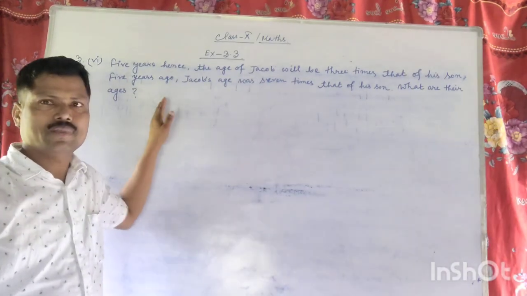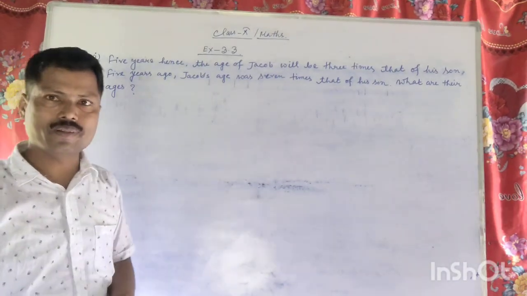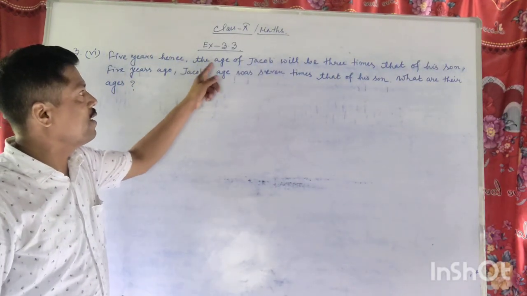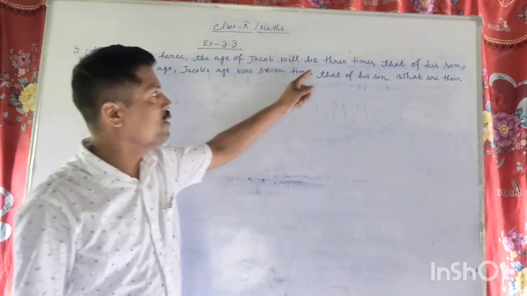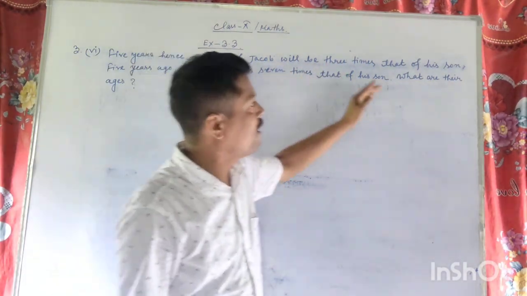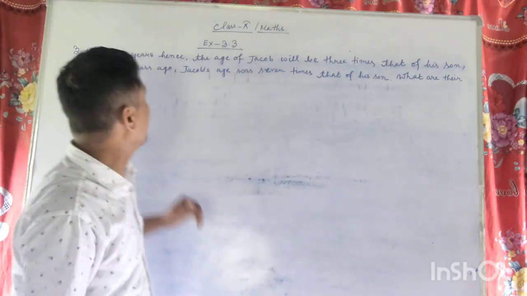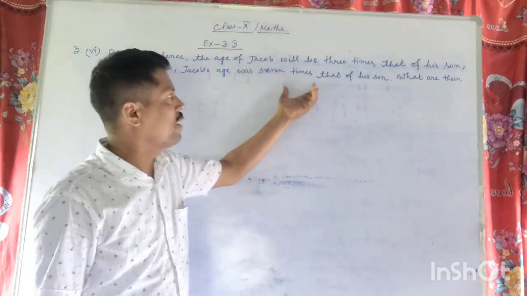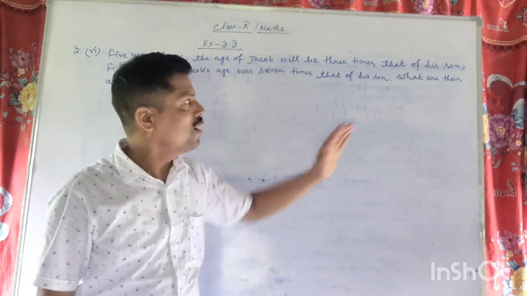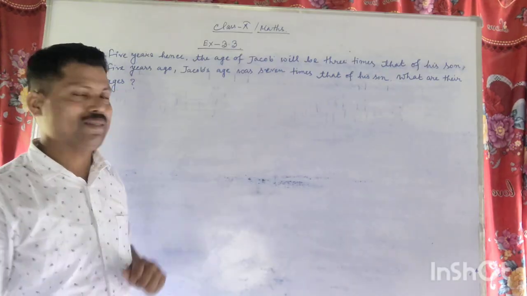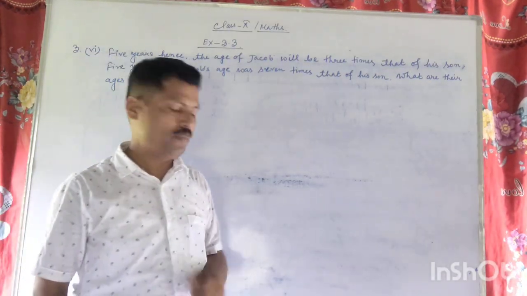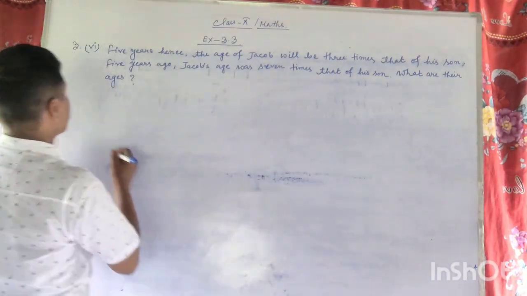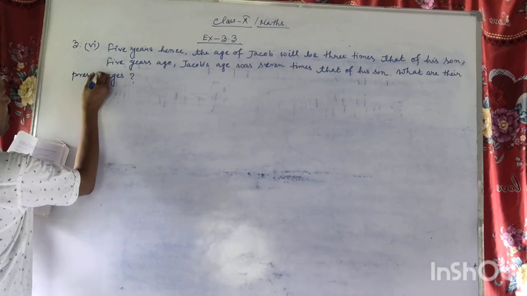This is the last question of exercise 3.3. 5 years hence, the age of Jacob will be 3 times that of his son. 5 years ago, Jacob's age was 7 times that of his son. What are their present ages? So we have to find the present ages.